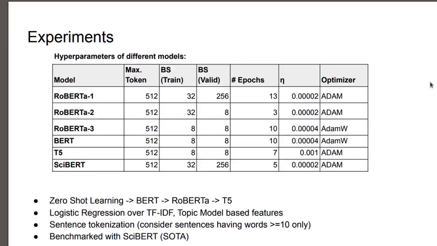Since RoBERTa has a limitation of 512 tokens as input, we performed sentence tokenization. We had built 4 models, the first 3 by not considering sentences that had less than 1, 6 and 10 words, and the fourth one by taking all the sentences. We found that the model where we had taken sentences with more than 10 words did better than all other models. Finally, we benchmarked our model with SciBERT, which is one of the state of the art models when we discuss scientific literature.